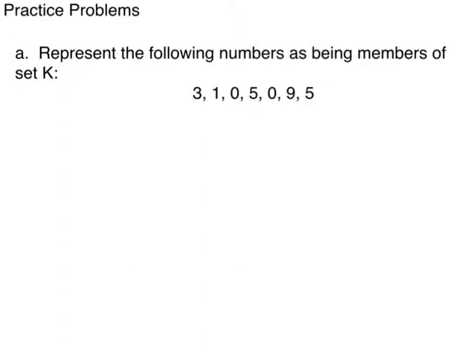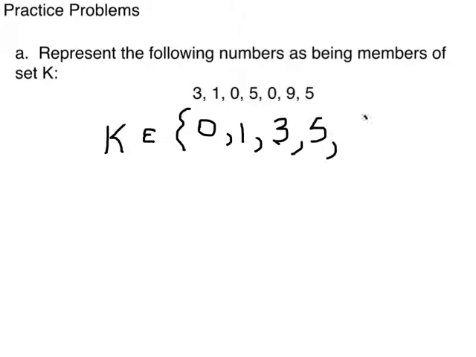Alright, so let's work our practice problems for this lesson. A says represent the following numbers as being members of set K. So we're going to say K is an element of the set. Let's see, we've got 0, we've got 1, 3, 5, and 9. And that's really all there is to it. Isn't that easy?